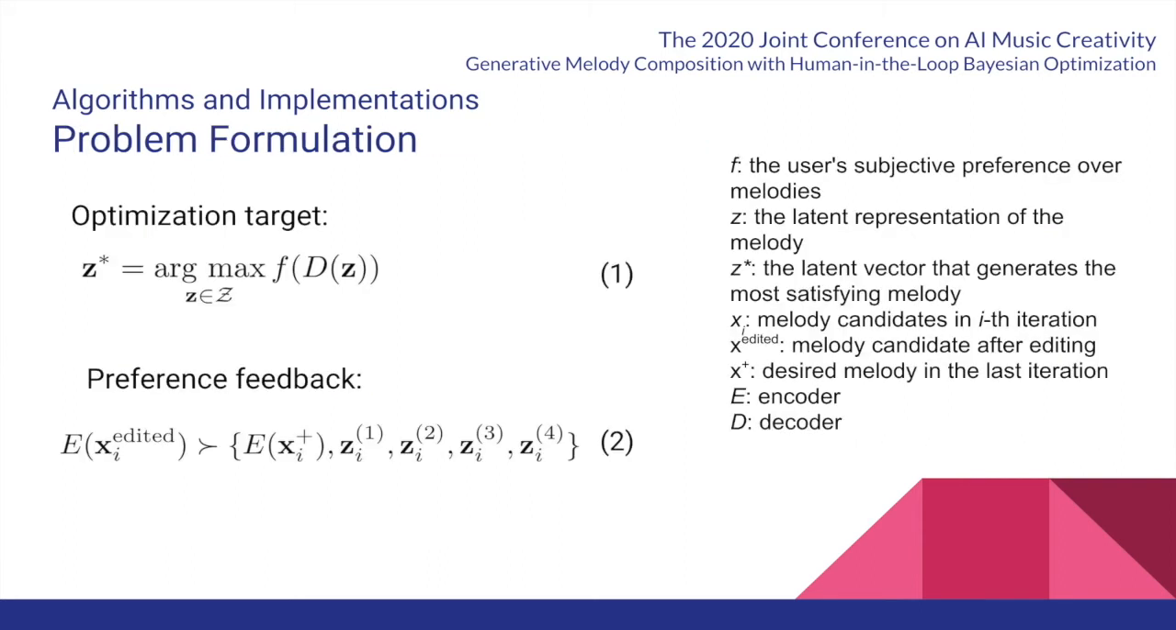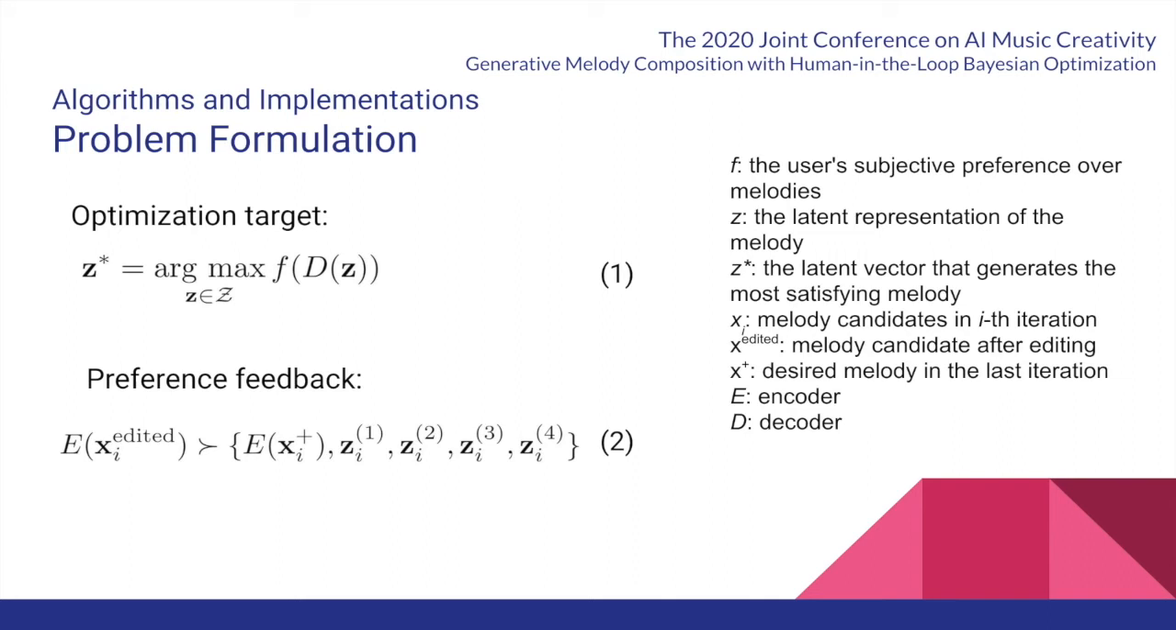So these are the formulas. In Formula 1, F represents the user's subjective preference over melodies, or how good the melody is. Z is the latent representation of the melody. The asterisk, Z*, is the latent vector that generates the most satisfying melody. So the optimization target here is to find Z that maximizes F. Note that we do not know the landscape of F, which is the challenge of this problem.